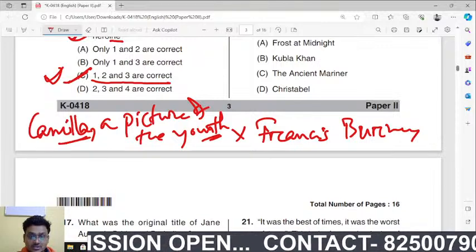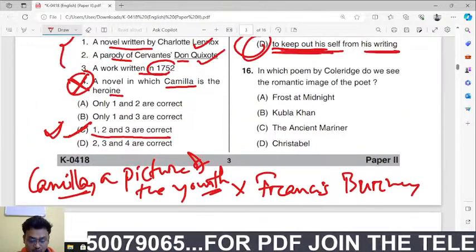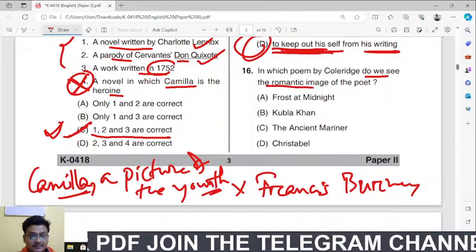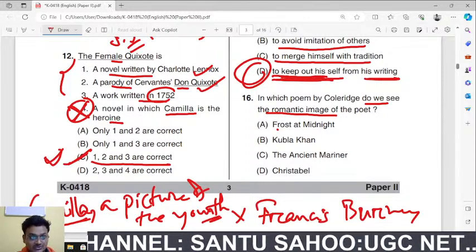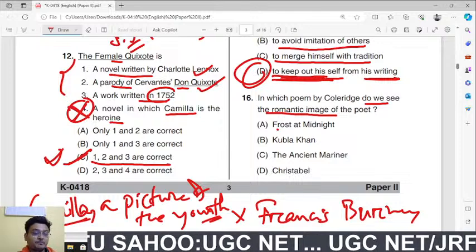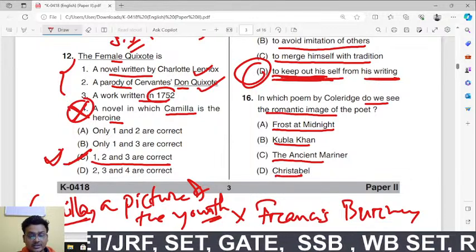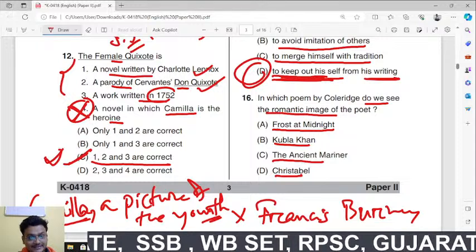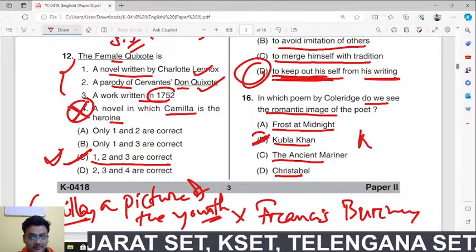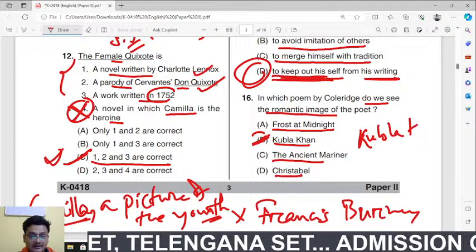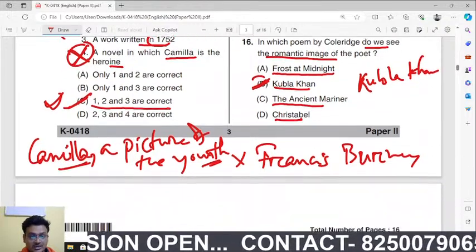Got it? Now, here is the next question. In which poem by Coleridge do we see the romantic image of the poet? Not tradition, no. It's to keep his self out of his writing. Okay, so: Frost at Midnight, Kubla Khan, The Ancient Mariner, Christabel. It is Kubla Khan. The fragmented poem. Kubla Khan is the right answer. I'm talking about the poet, hence Kubla Khan.